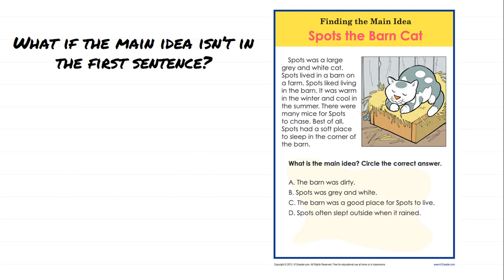Okay? So what if the main idea isn't in the first sentence? So let's take a look. Spots, the Barn Cat. Spots was a large gray and white cat. Spots lived in a barn on a farm. Spots liked living in the barn. It was warm in the winter and cool in the summer. There were many mice for Spots to chase. Best of all, Spots had a soft place to sleep in the corner of the barn.